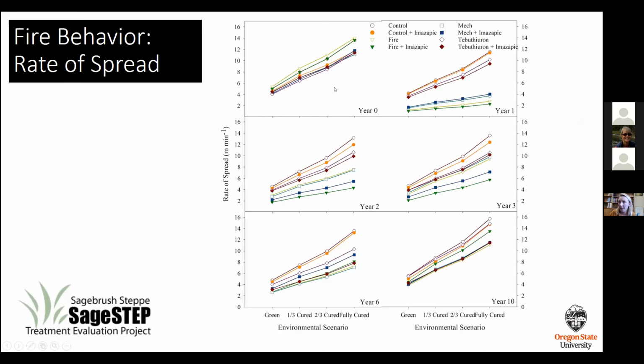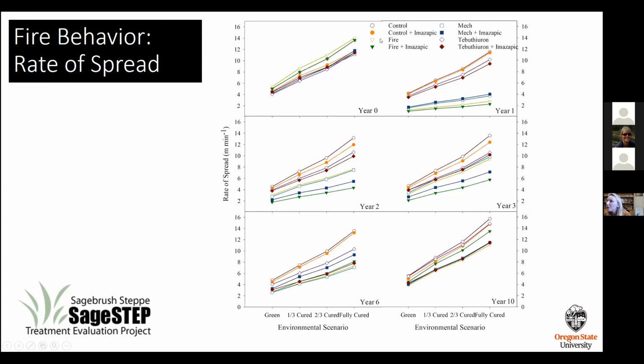We're looking at the 6 different years, years 0, 1, 2, 3, 6, and 10. Each graph shows the change through time from, on the left, when the herbaceous fuels are fully green, through 1/3 cured, 2/3 cured, and then fully cured scenarios. The different colors and symbols represent the different treatments. So actually, there's Zoom stuff in the way.